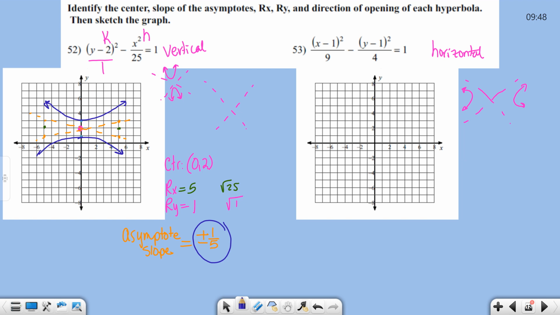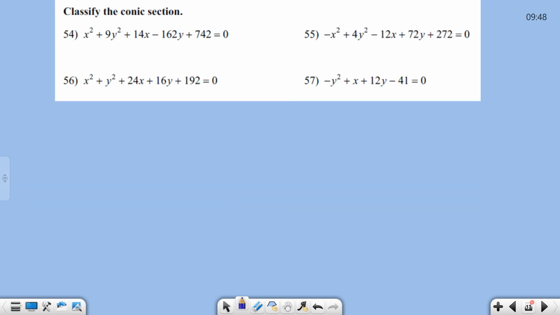Okay, so in graphs, you're going to look for, does it have the right center, and did I travel the correct direction, the correct amount? Did I go up and down 1 unit and then sketch a vertical hyperbola? Alrighty, classifying the conic section.